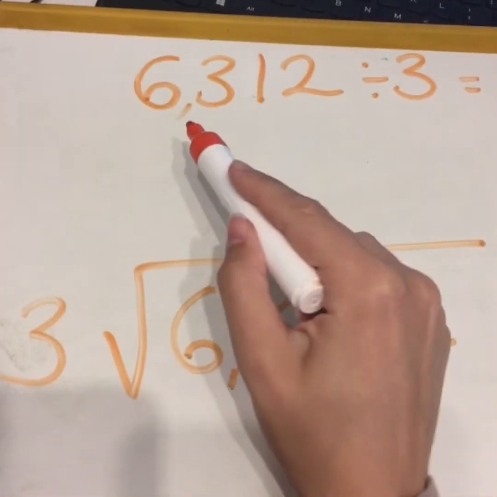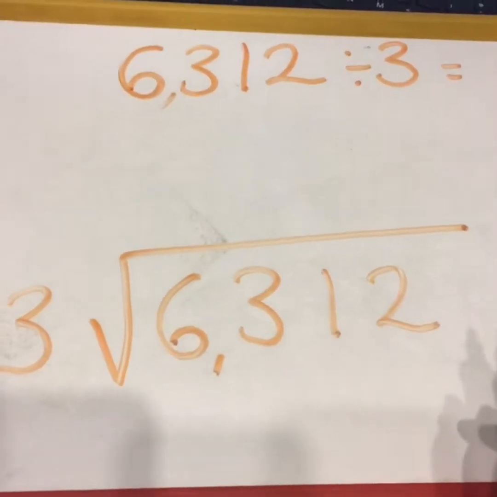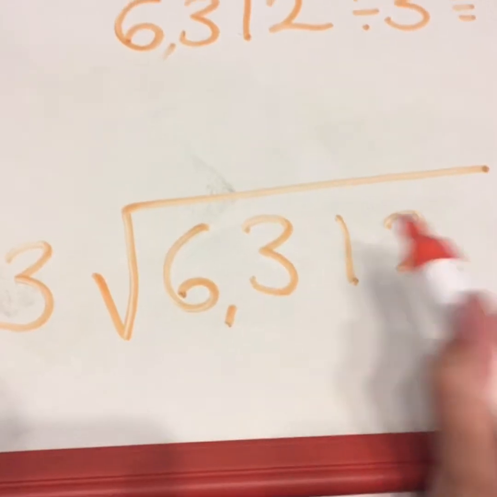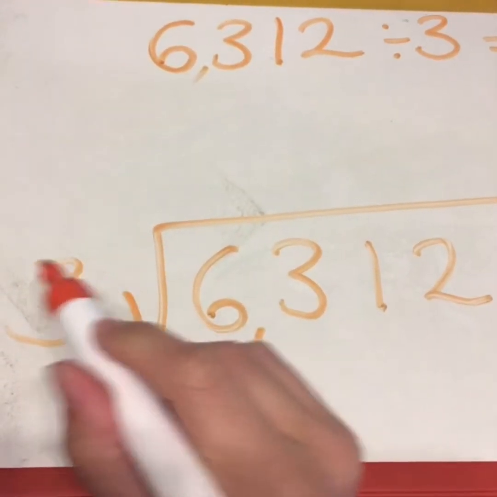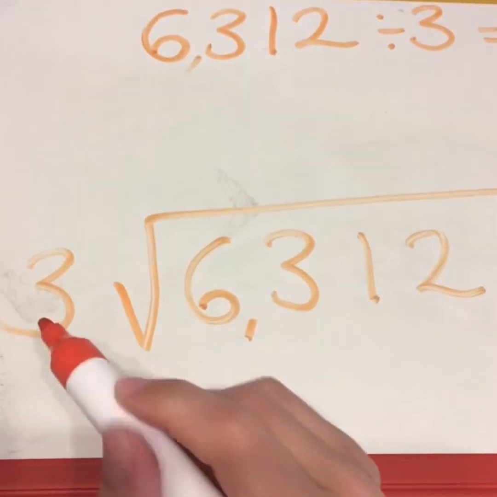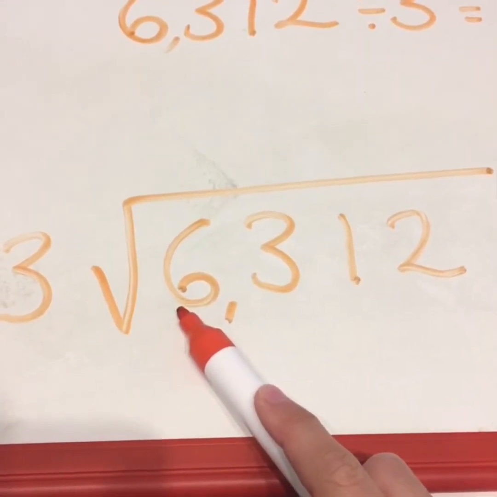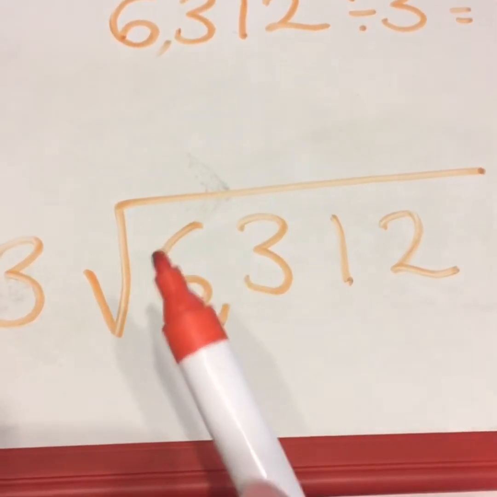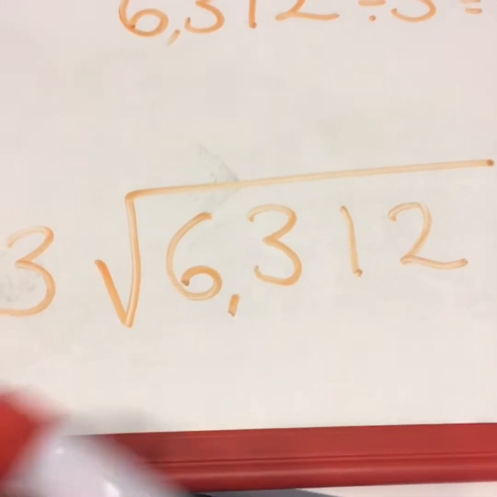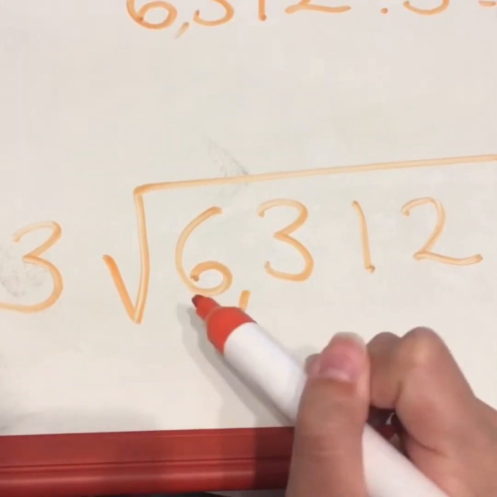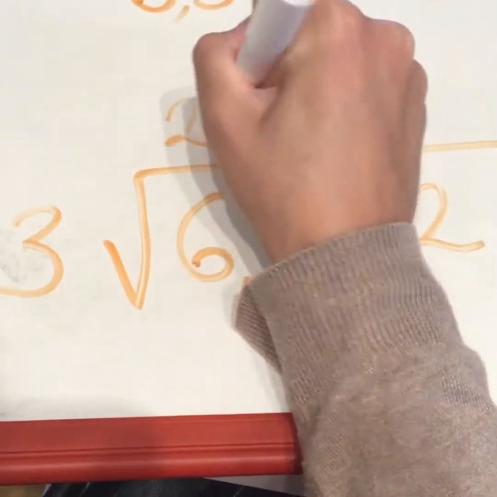So for this sum here, 6,312 divided by 3. The big number is going to go under the bus stop and the number you are dividing it by is going to go here. So we can say how many 3's go into 6, or how many times can you divide 6 by 3? It's up to you how you say it. I would say how many 3's go into 6? Well, it goes in twice.